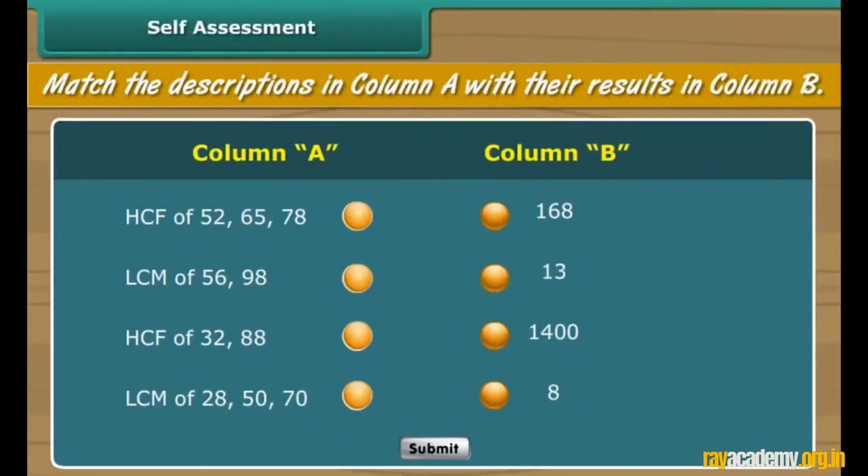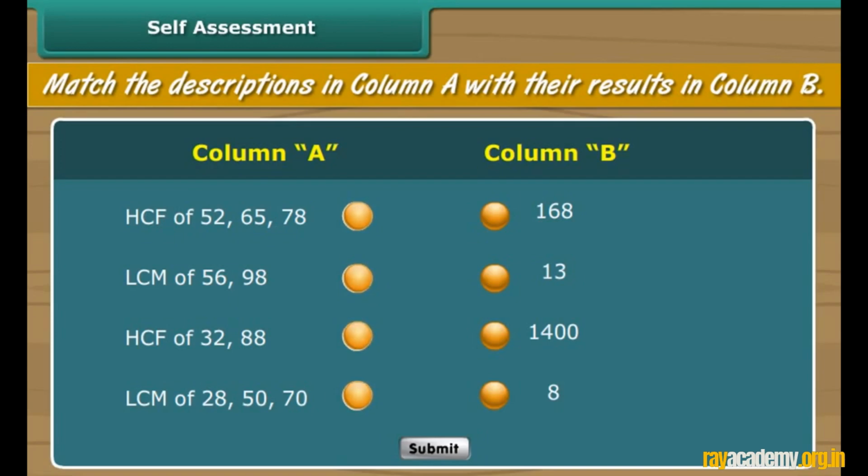Summary. Let us summarize what we have learnt. Factors of a number divide the number exactly. Co-prime numbers have 1 as their common factor. Factors of a number are limited. Multiples of a number are the products of the number with other numbers. Multiples of a number are unlimited.